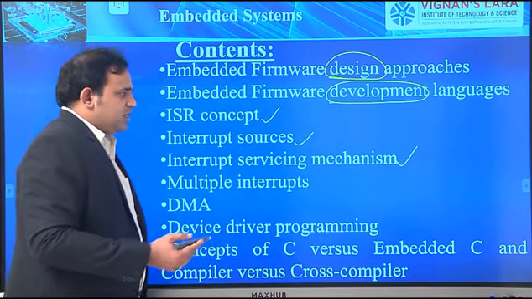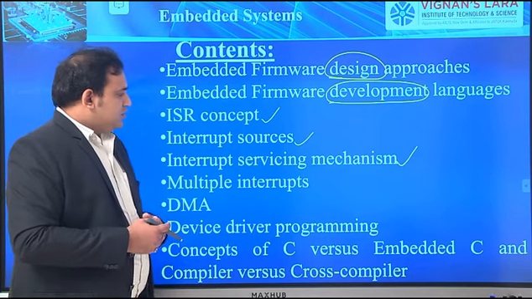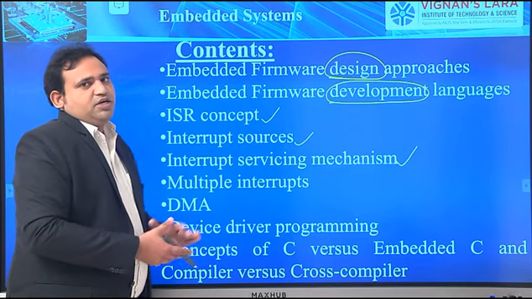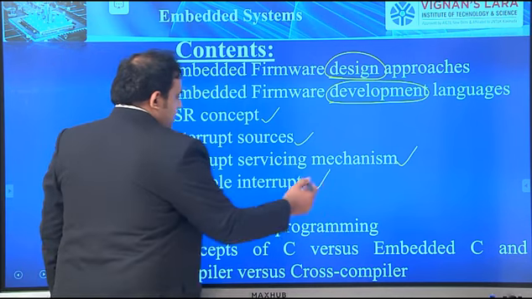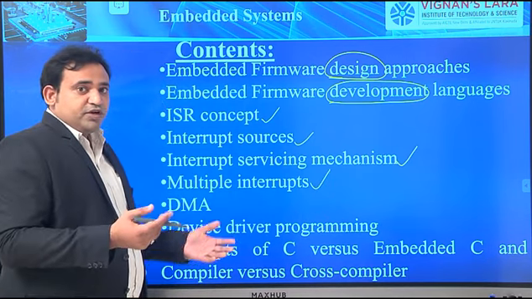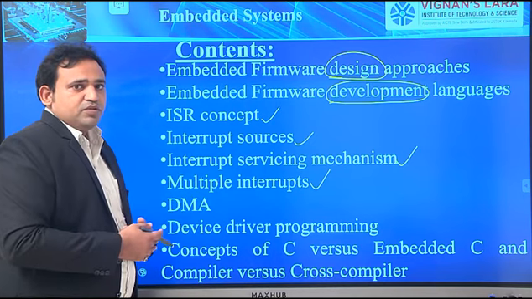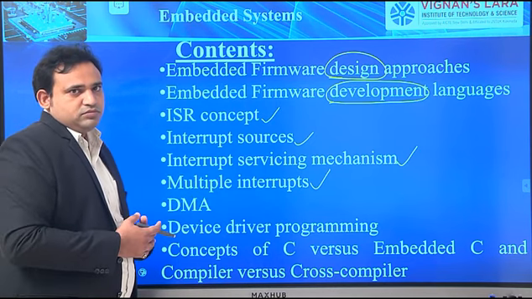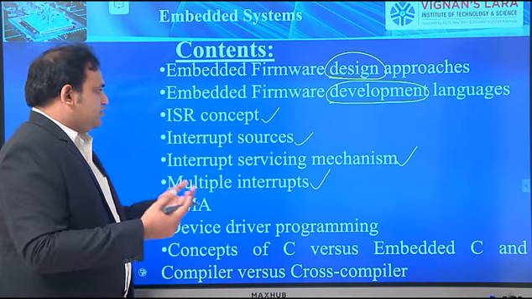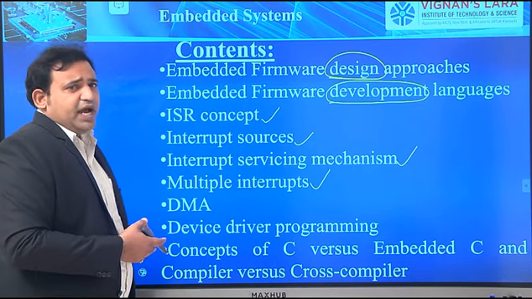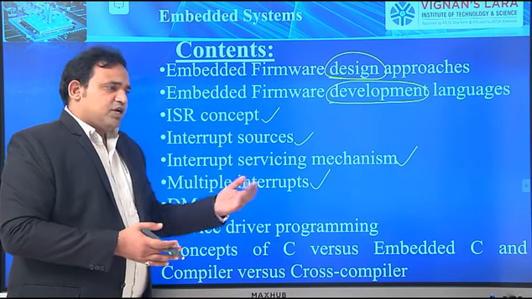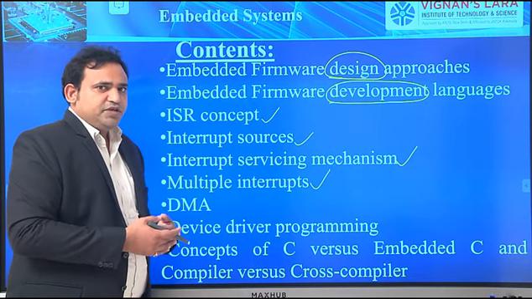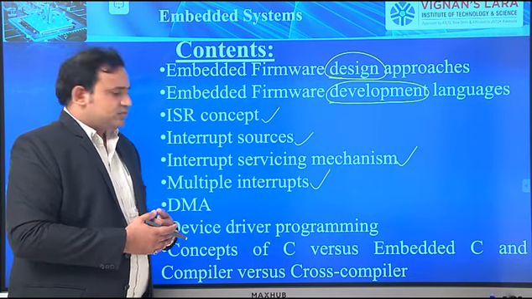After the interrupt is generated, how can we service the interrupt, what do we have to do? Next, handling multiple interrupts at the same time. If a number of interrupts occur at the same time, how will we handle them, how can we give priority? So four interrupts came at a time. Which interrupt will you prefer? Not you, I mean a processor or a controller.